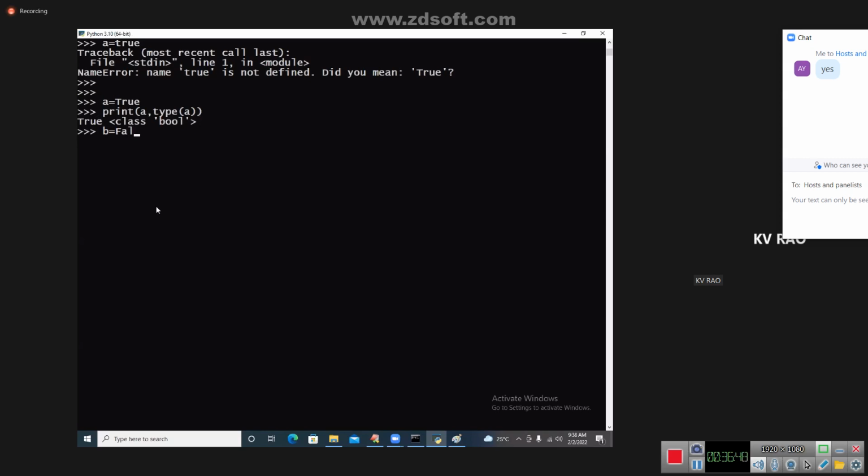B is equal to False, capital F. See my dear students, capital F. I am writing here print B comma type of B. See that False is also called what? Bool. And keep in mind that in Python, True has a capital T and False has a capital F.